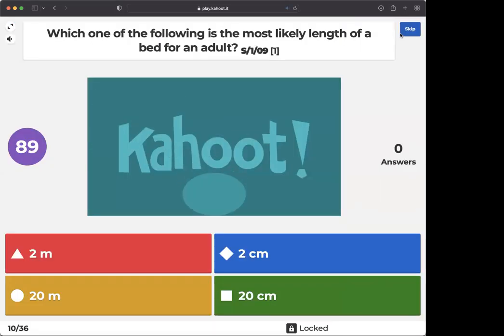How long is a length of a bed for an adult? He must know your distance very well, your length very well. How tall is an adult supposed to be?